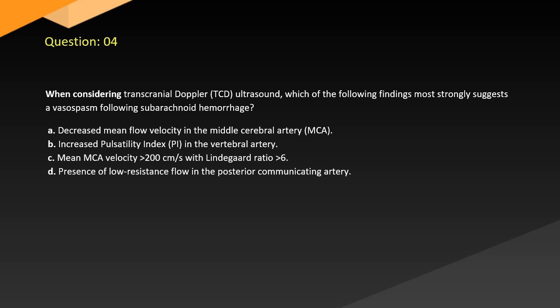Question 4. When considering transcranial Doppler TCD ultrasound, which of the following findings most strongly suggests a vasospasm following subarachnoid hemorrhage? A. Decreased mean flow velocity in the middle cerebral artery, MCA. B. Increased pulsatility index, PI, in the vertebral artery. C. Mean MCA velocity over 200 centimeters per second with Lindegaard ratio over 6. D. Presence of low resistance flow in the posterior communicating artery.